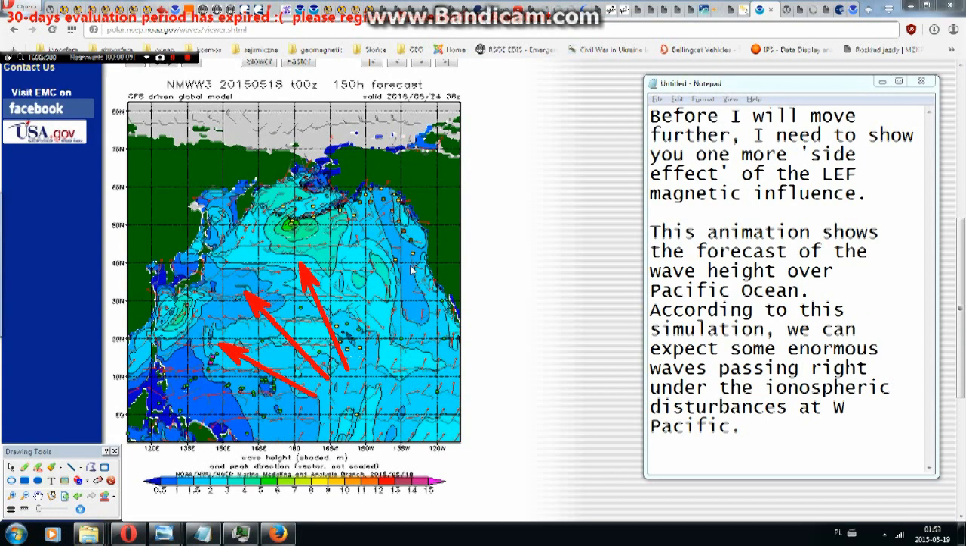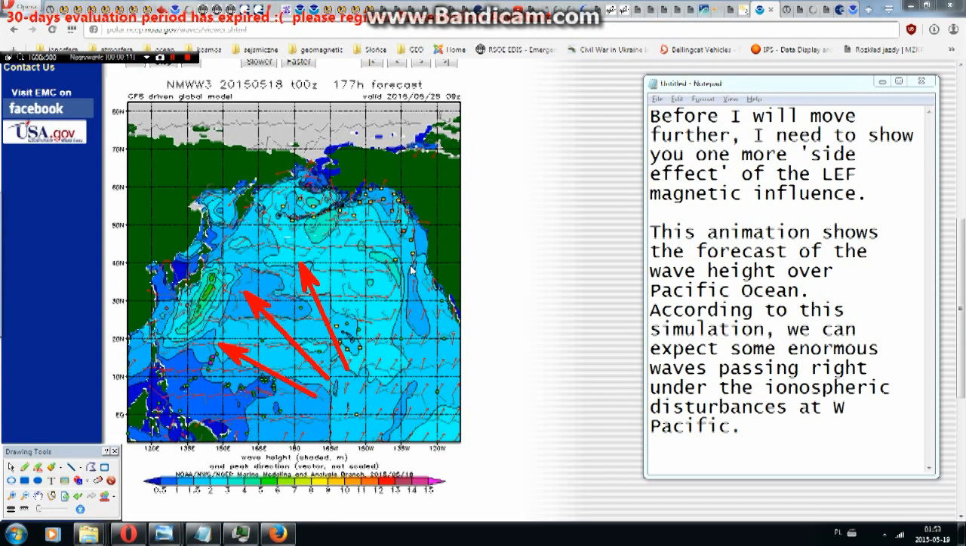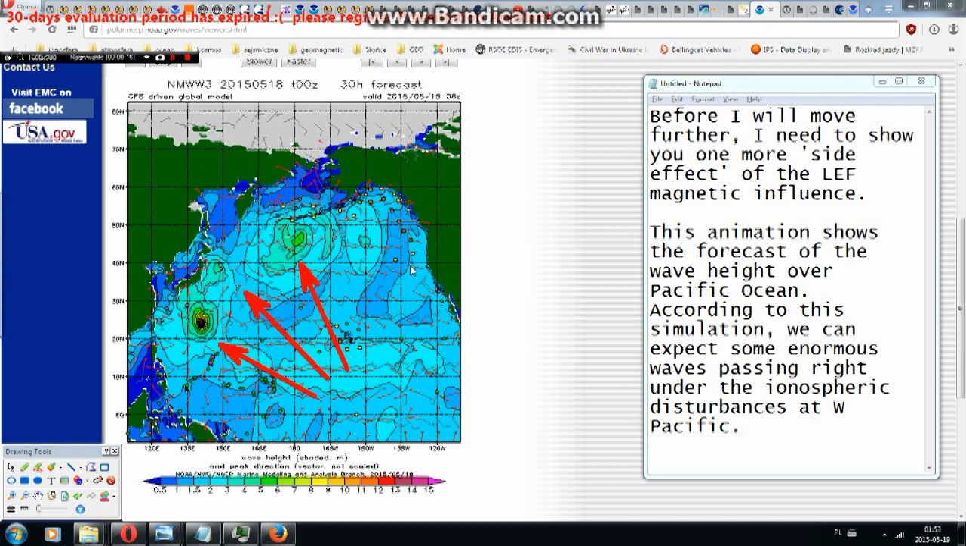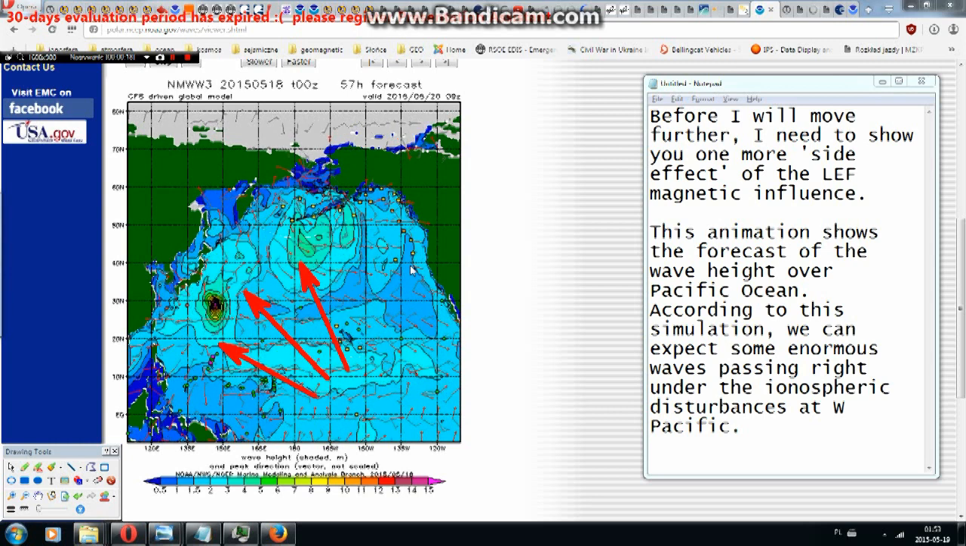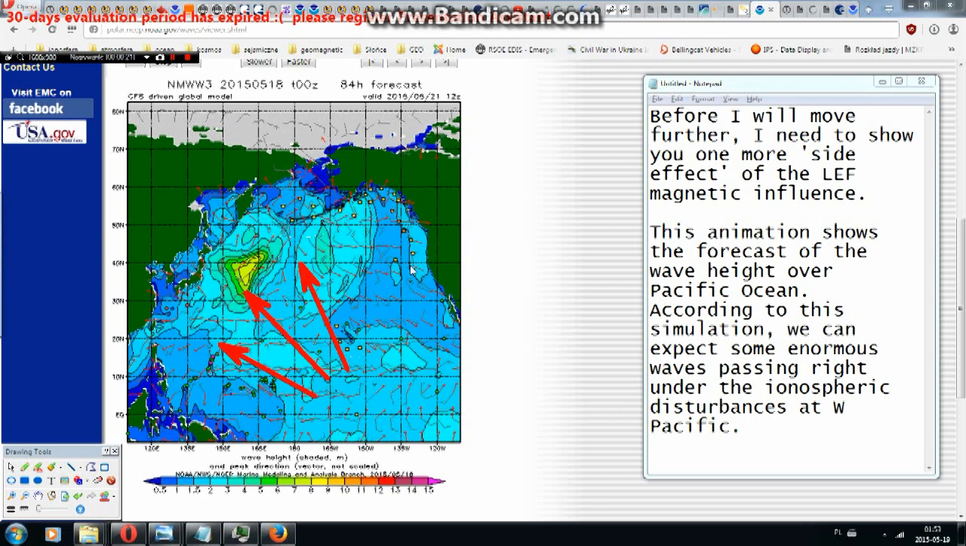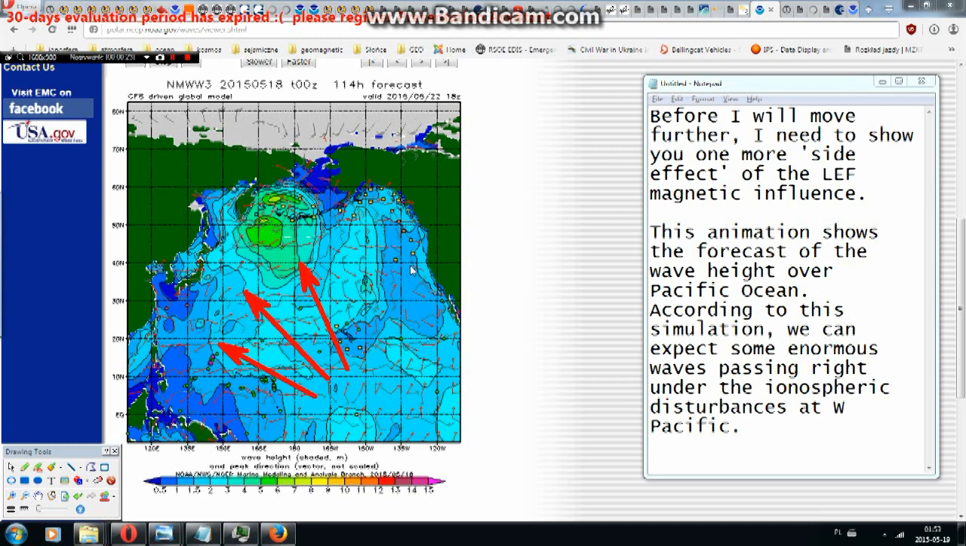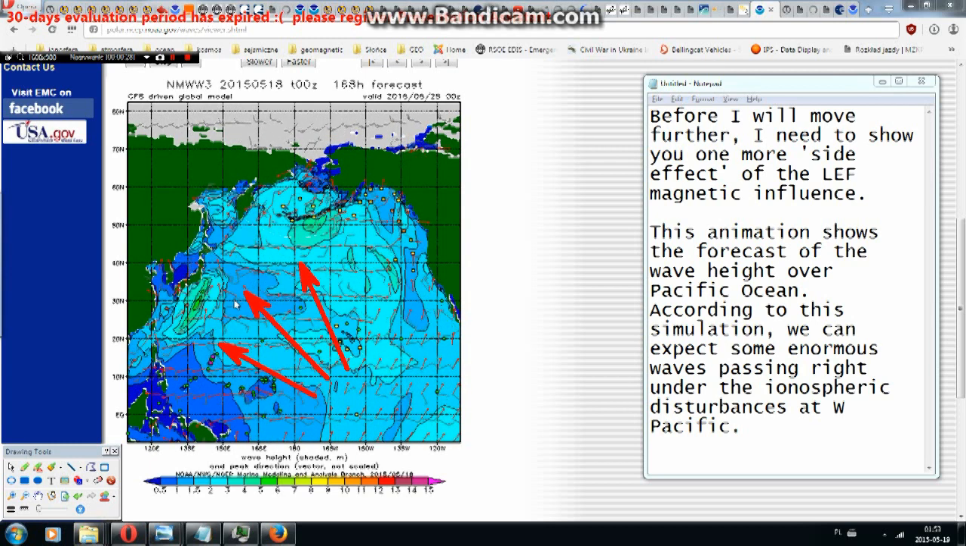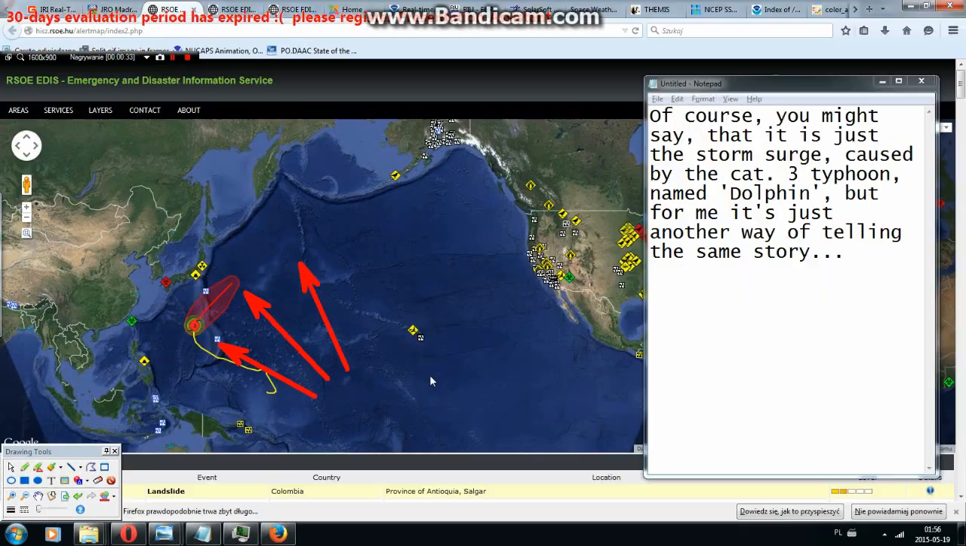Before I move further, I need to show you one more side effect of the low energy field magnetic influence. This animation shows the forecast of the wave height over the Pacific Ocean. According to this simulation, we can expect some enormous waves passing right under the ionospheric disturbances at Western Pacific. Of course, you might say that it is just the storm surge caused by the Category 3 typhoon named Dolphin. But for me, it's just another way of telling the same story.